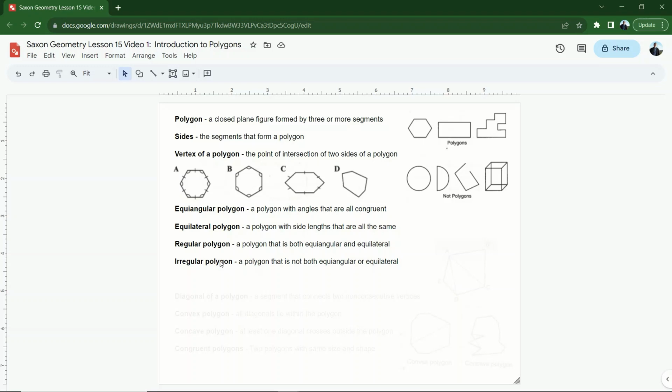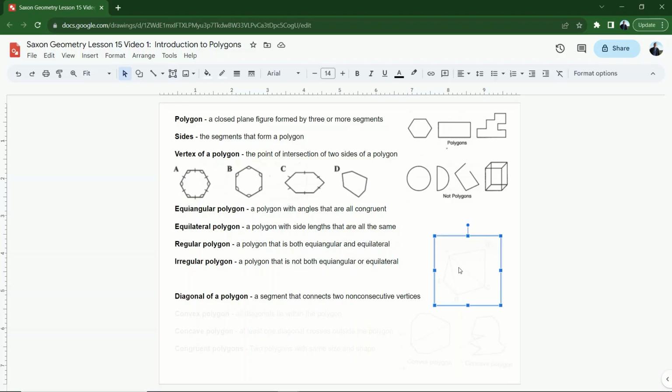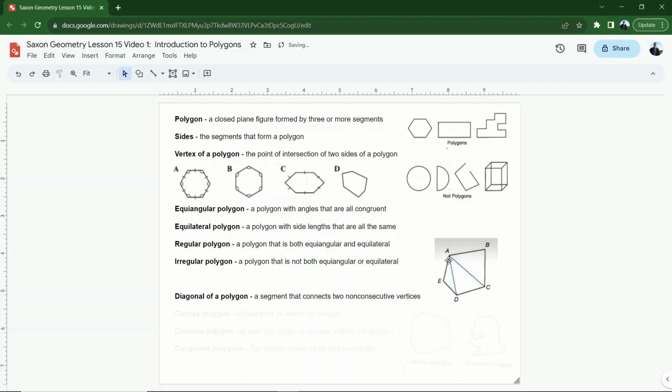All right, let's talk about just a few more terms here. The diagonal of a polygon is a segment that connects two non-consecutive vertices. If we're connecting consecutive vertices, it's a side. What if we're connecting non-consecutive vertices? Well, here we have a picture of these blue diagonals. So this is my pentagon. There are 5 sides. If I connect AC, the vertices A and C are non-consecutive vertices. That's a diagonal that connects those two.